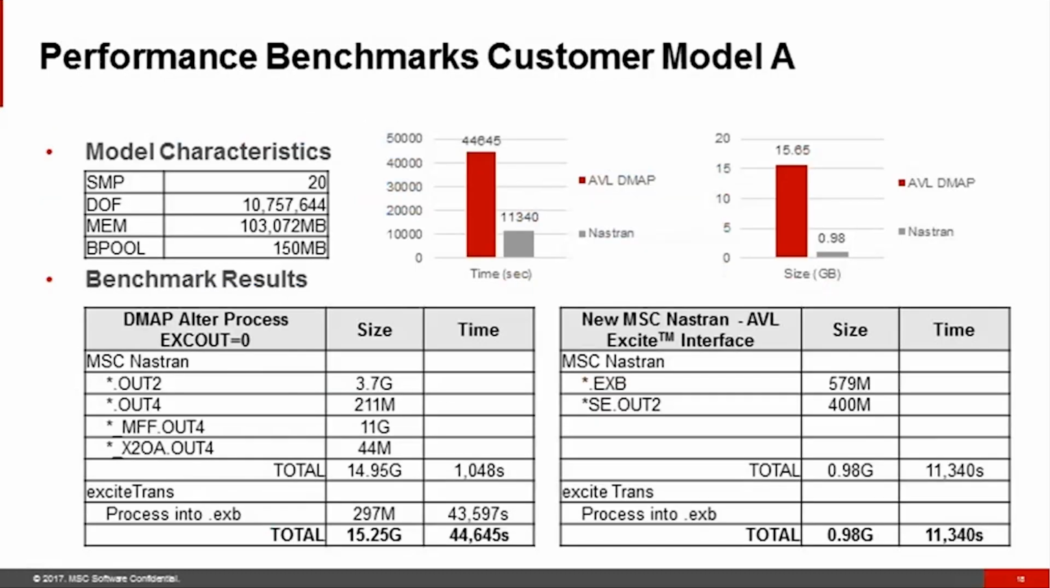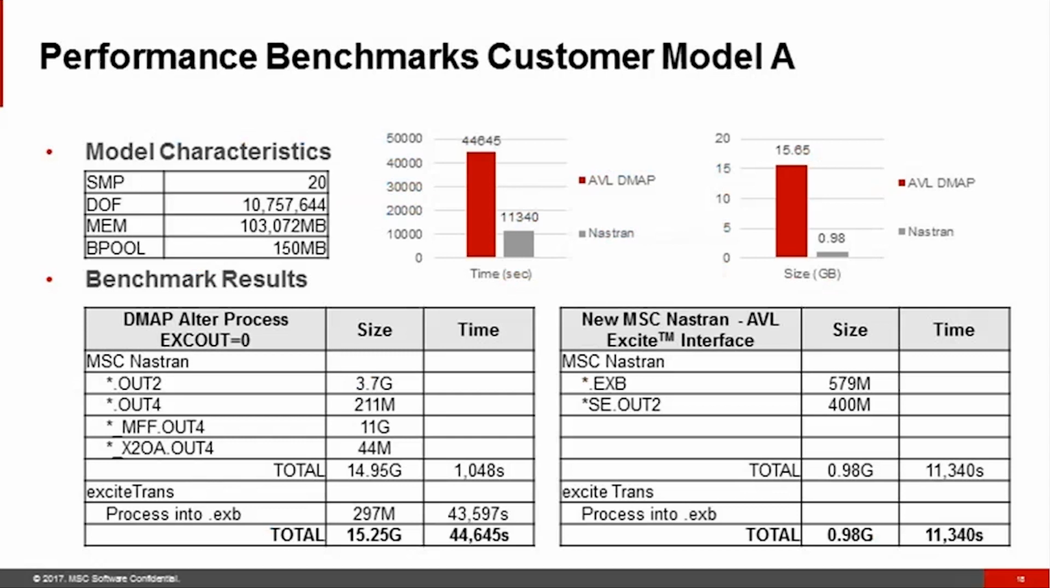So, just some of the benchmarks. We couldn't show the model. These are customer models, which we were allowed to show. However, the model characteristics for this one: 10.7 million degrees of freedom. We used a buffer pool of 120 megabytes for this analysis and an SMP of 20.